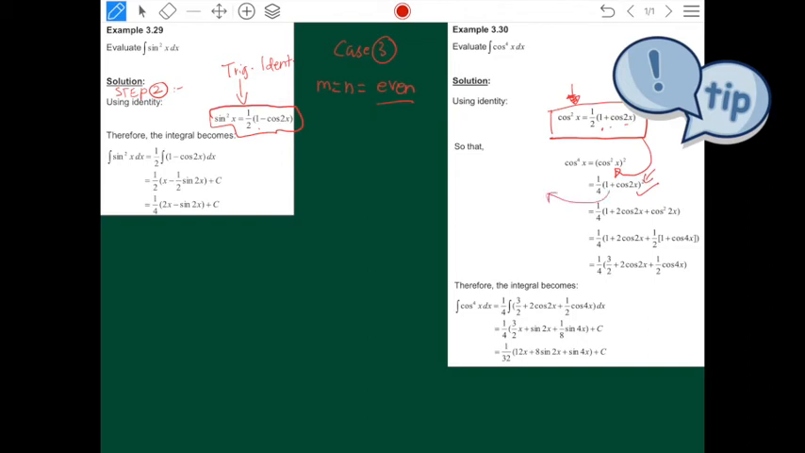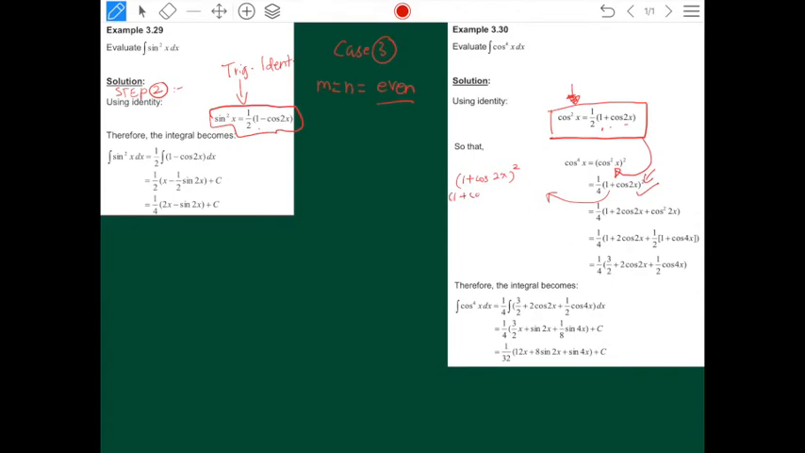When you expand this, you have 1 plus cos 2x, squared. So you need to expand it: 1 plus cos 2x times 1 plus cos 2x. You expand it using algebra techniques. It will become 1, plus cos 2x plus cos 2x, so you'll get plus 2 cos 2x, and plus the last part, cos 2x times cos 2x, which is cos squared 2x. If you notice, you encounter cos squared 2x again, which means you need to apply this identity again here.